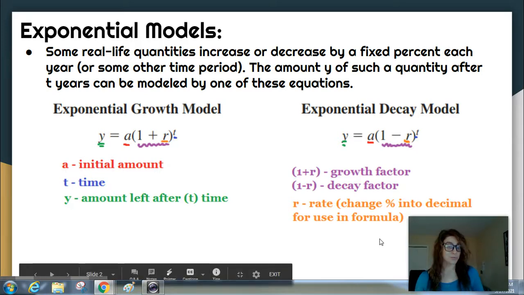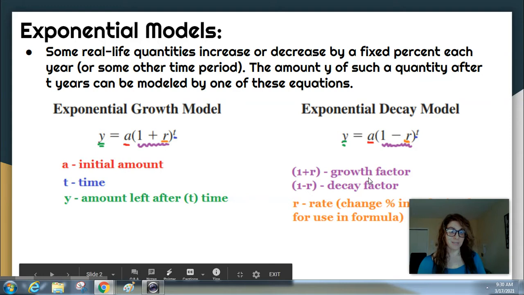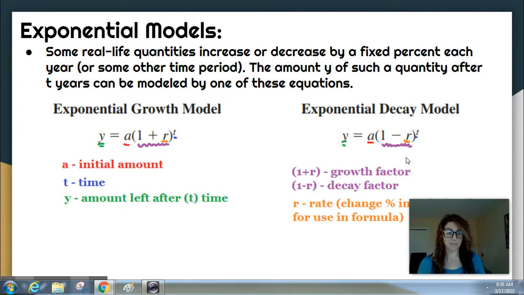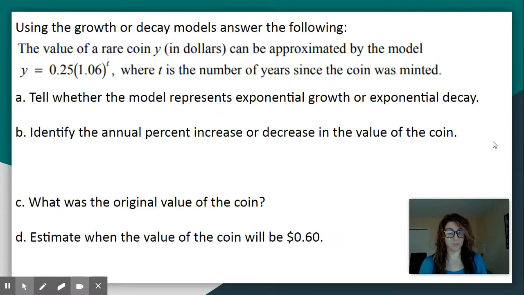And the thing to know is make sure you change the rate into decimals. Okay, so that's going to be a big thing. They're going to give it to you as a percentage. You need to change it to a decimal. So just know you're going to move the decimal place 2 spaces to the left, or you could just divide it by 100, whatever's easiest for you.